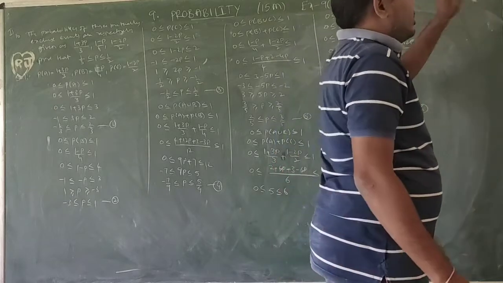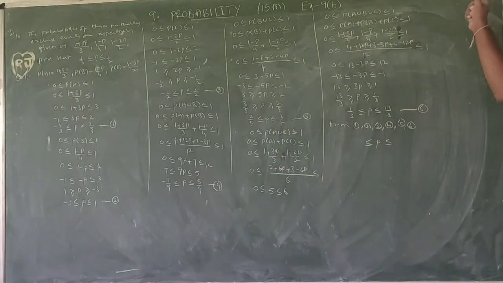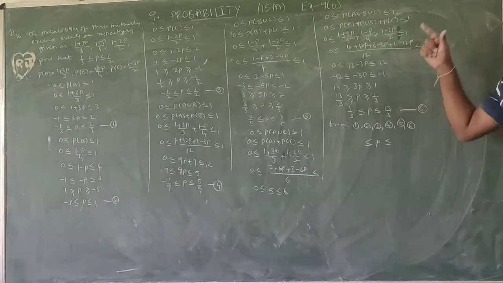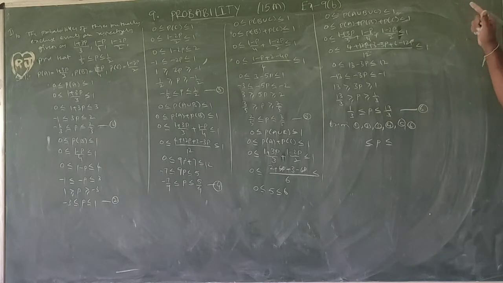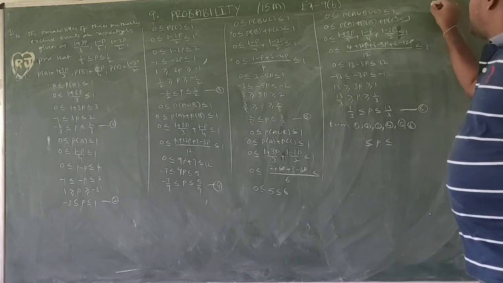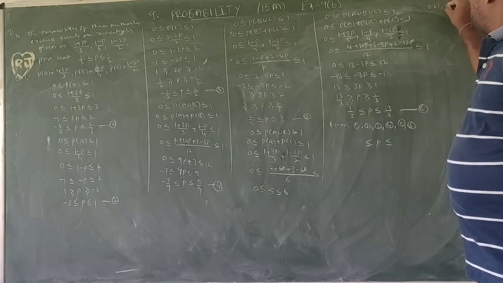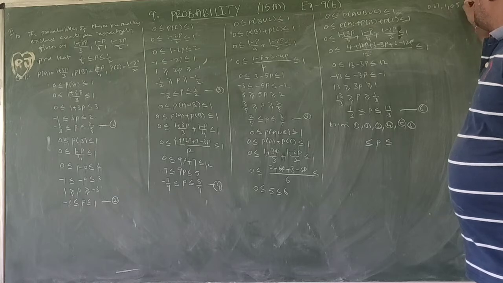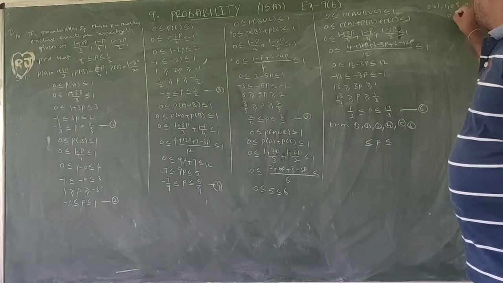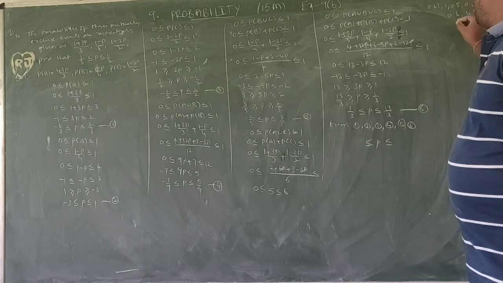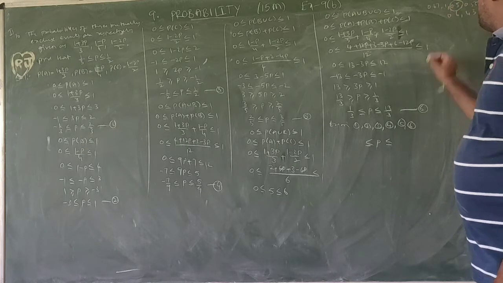P is less than all of these, so I want to take the minimum of them. If P is the minimum, then P is the least value among all these. So 1/2 is 0.5, 2/3 is 0.67, 5/9 is 0.55, 3/5 is 0.6, and 13/3 is 4.3. Among all of them, 0.5 is the smallest value, so 1/2.